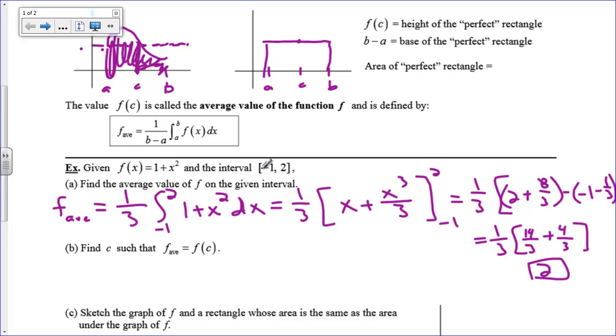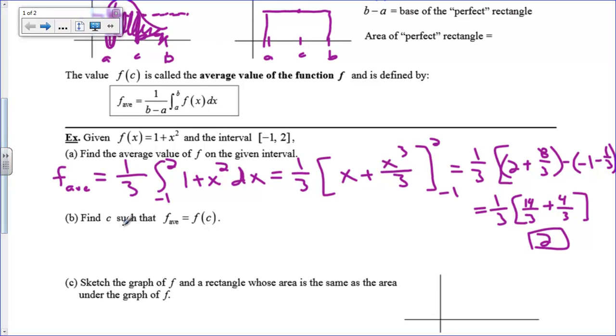What we are saying is that the average height of 1 plus x squared from negative 1 to 2 is 2. The next part says find c such that the average value of the function is equal to f of c. So we want to figure out when does 2, the average value of the function, equal f of c. So I'm going to have 1 plus c squared. F of c is just plugging in c for x.